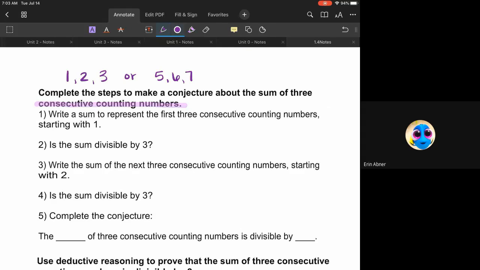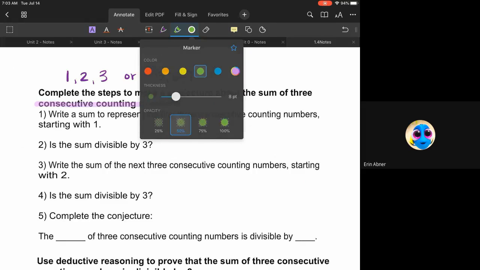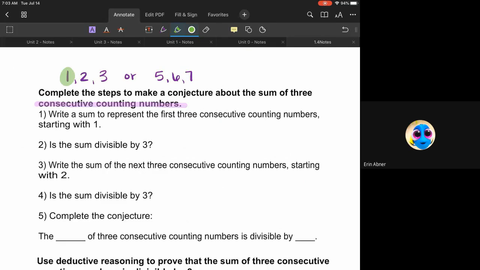So they're asking you for number 1, write a sum that represents the first 3 consecutive counting numbers starting with 1. First off, they gave us where we start. So down here, because this is where we're at, we are going to start at 1. Consecutive numbers from 1, and it wants the first 3 consecutive numbers. So 1, 2, and 3.